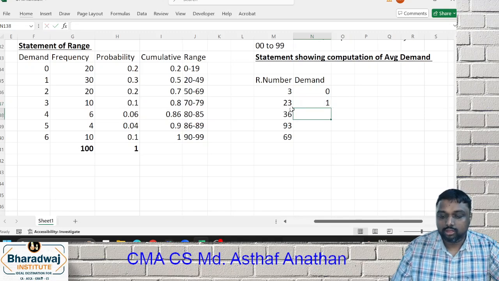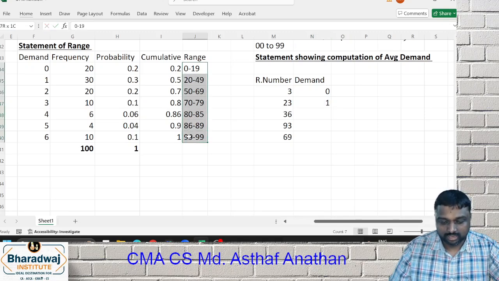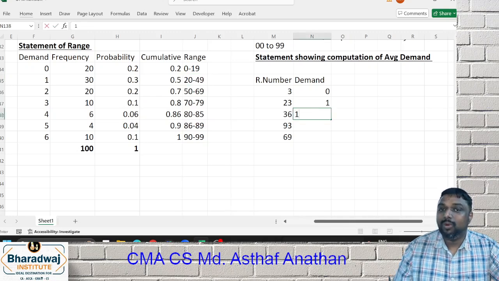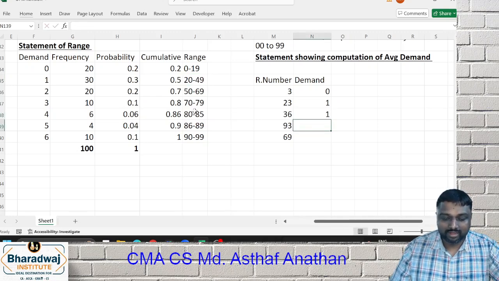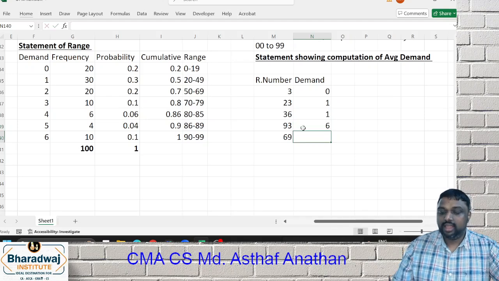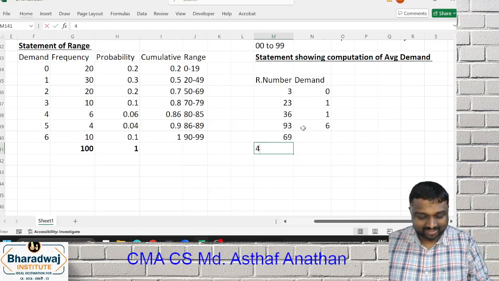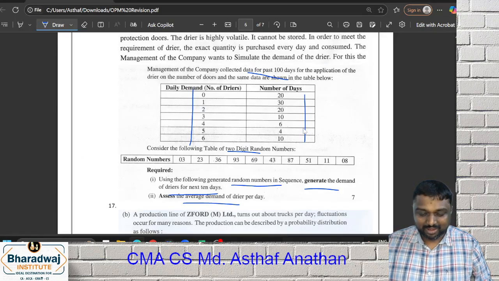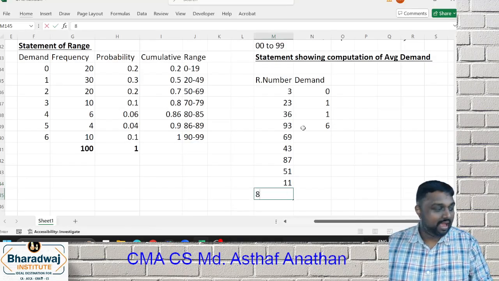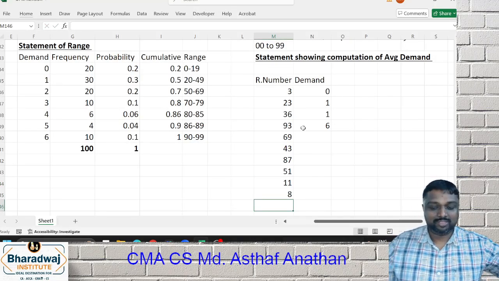What is the corresponding demand? 1. Now you have 36. What is the range for 36? Again this 20 to 49. Demand is 1. Are you clear? Here you have 93. So 93 is coming in this range. You are getting 6. Like that you have to do for all the remaining. That's all. Answer is over. Please do, friends. Let's see how many of you will complete. 87, 51, 11, and 8. Come on, friends. Please take.